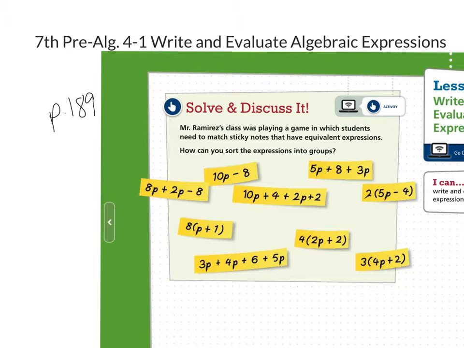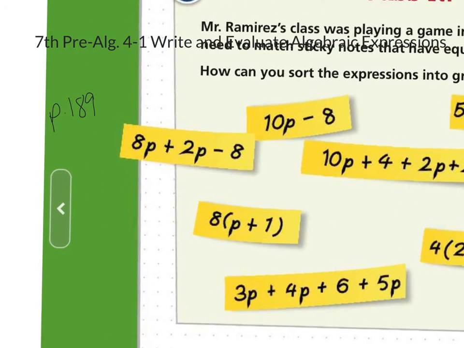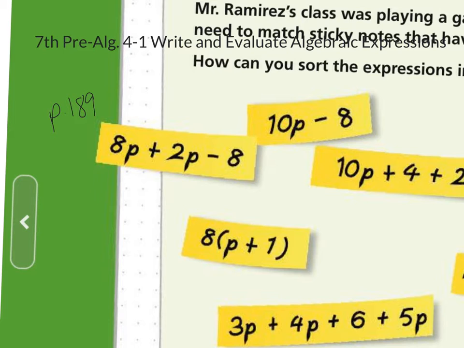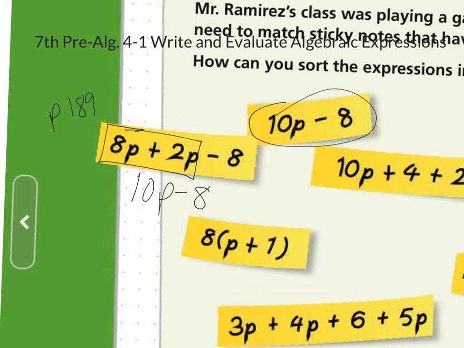So finding equivalent expressions, what we would be doing is trying to simplify the expressions. For example, if we look at 8p plus 2p minus 8, we know 8p plus 2p are like terms we can combine, which would equal 10p. So that would be 10p minus 8. Notice right here we have a 10p minus 8. So those actually are equivalent to each other. And we could go through and do that for the rest of these as well, finding all the equivalent expressions.